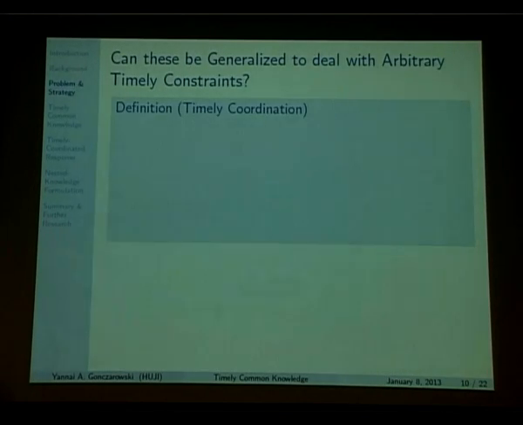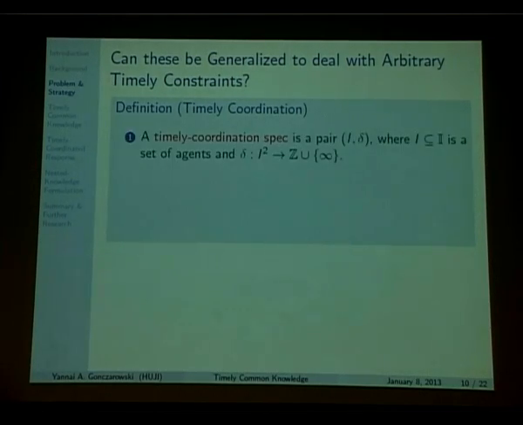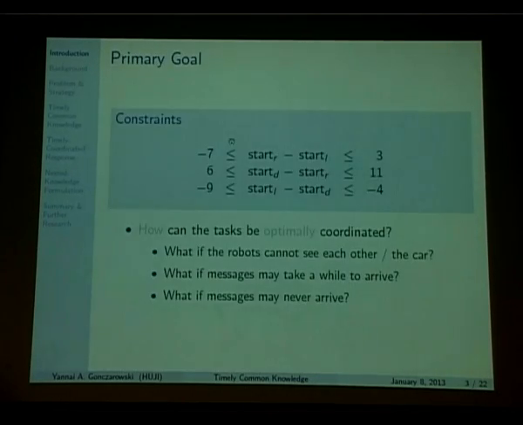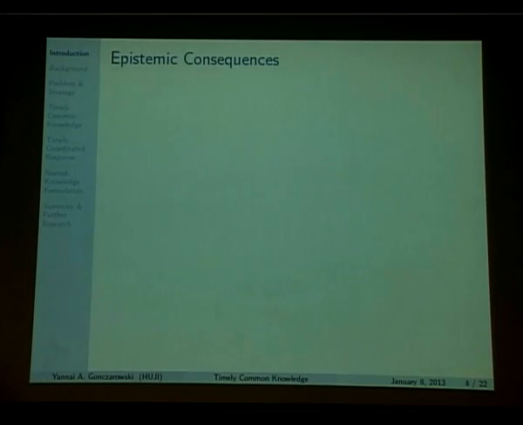So let us formally define our problem. Timely coordination. A timely coordination specification is a pair I and delta, where I is a set of agents, and delta is a function from pairs of agents to time bounds on the actions between them. If you look at these numbers and wonder where they came from, these are exactly the numbers that we wrote down here. These are the upper and lower bounds on the time differences in the car wash problem.